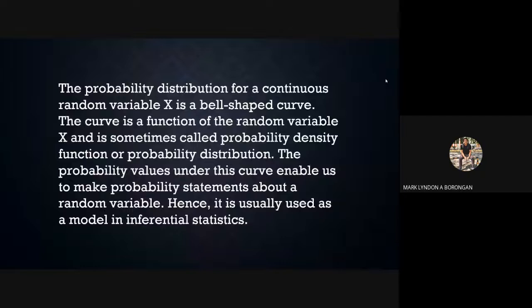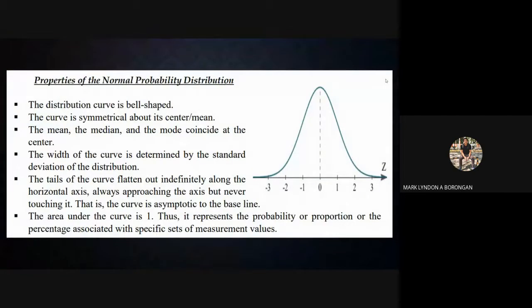Okay? So here we take a look at the normal probability distribution. So this is the curve. This is the representation of a normal probability distribution. So the distribution curve is bell-shaped. As you can see, it is bell-shaped, di ba?